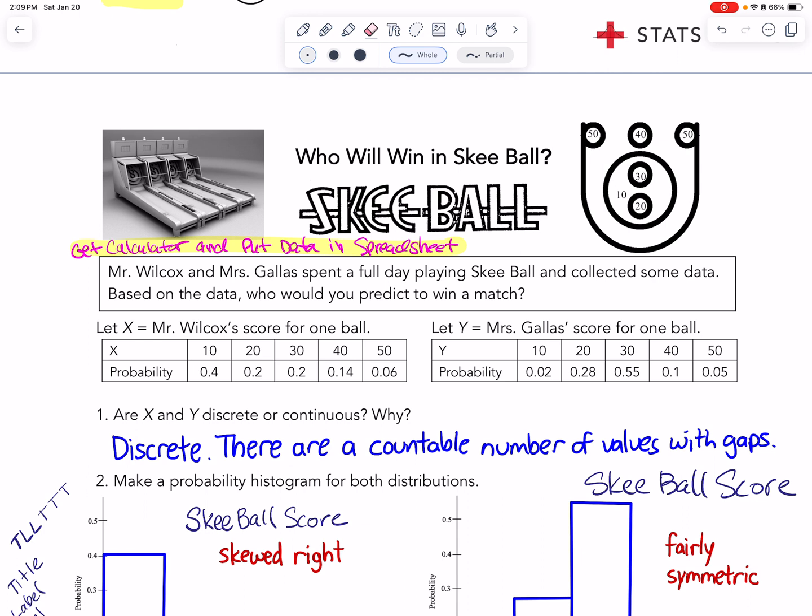Now, the first thing I did is I told my students to get a calculator and put the data into the spreadsheet. In order to do that, you're going to go to New Document, and then you're going to go to List and Spreadsheet, which is number 4. In your A column you're going to put X, and in the B column you're going to put the probability. Then you're going to do the same thing for the other one. You can do another list and spreadsheet if you'd like to, or you can continue putting this in the C column and the D column, because you're going to end up needing all of these in there.